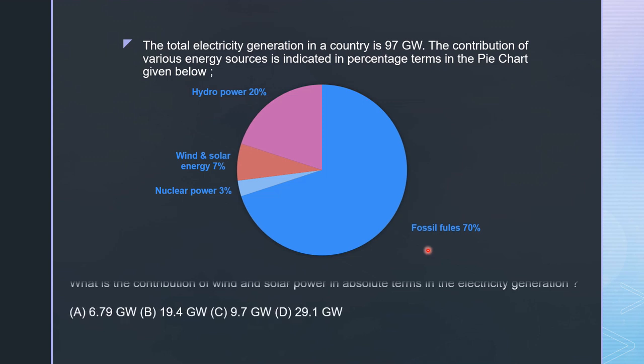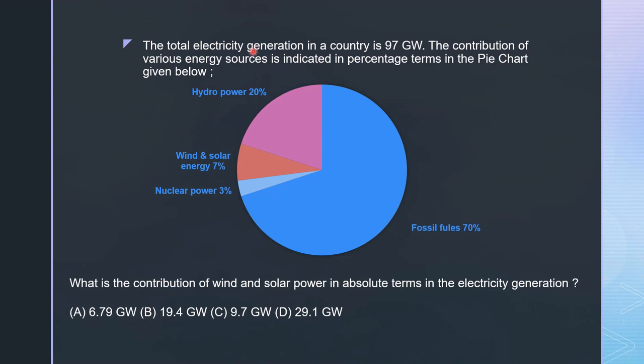Okay, so what is the question? What is the contribution of wind and solar power in absolute terms in the electricity generation? Options are: option A 6.79 gigawatt, option B 19.4 gigawatt, option C 9.7 gigawatt, option D 29.1 gigawatt. So what is the contribution of wind and solar power in absolute terms in the electricity generation?